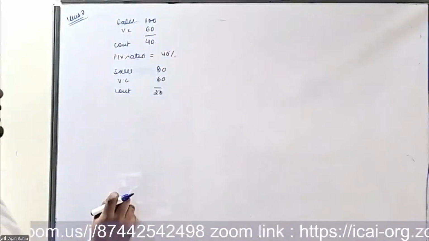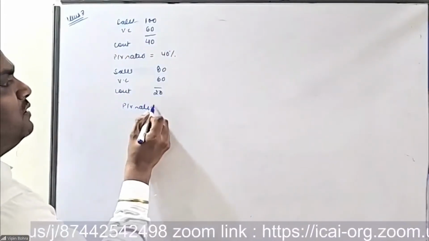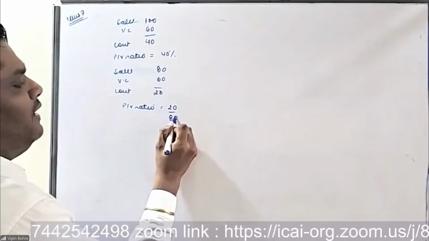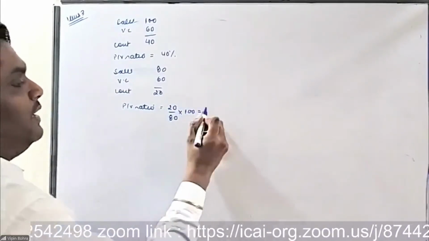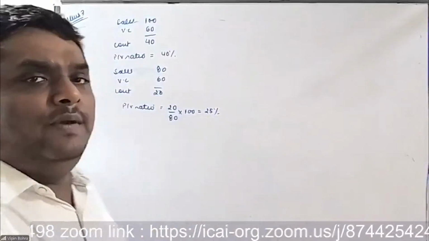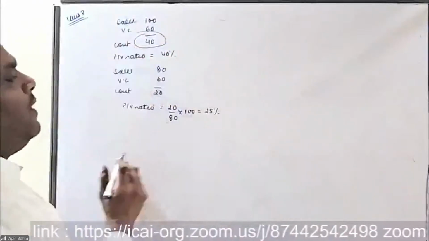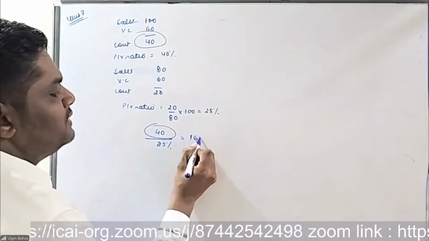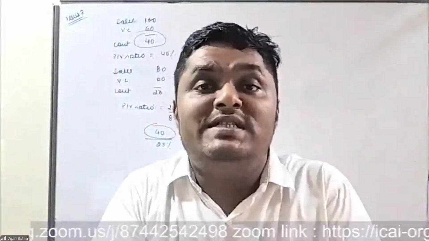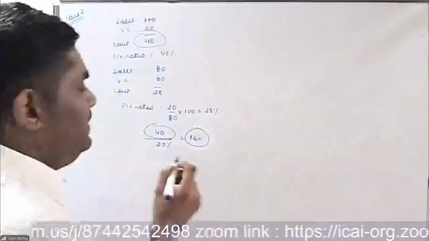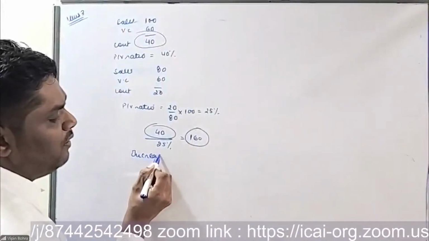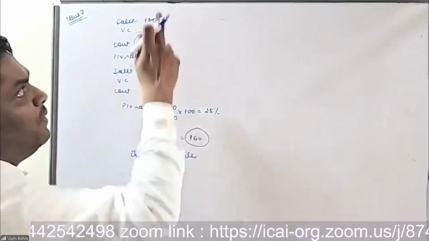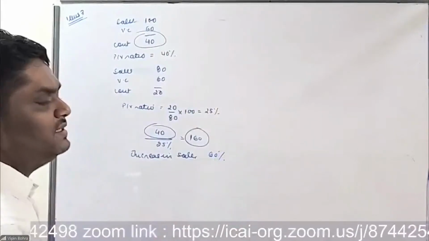Whereas I want to earn 40. So my new PV ratio will be how much? 20 divided by 80 into 100, that is 25%. It means we will be getting a contribution of 25% on sales. So if we desire to earn the same amount of profit, how much sales will be required? 160. So in short, you have to increase sales from 100 to 160 if the selling price is reduced by 20%. So how much increase in sales is required? From 100 to 160, that is a 60% increase in sales.